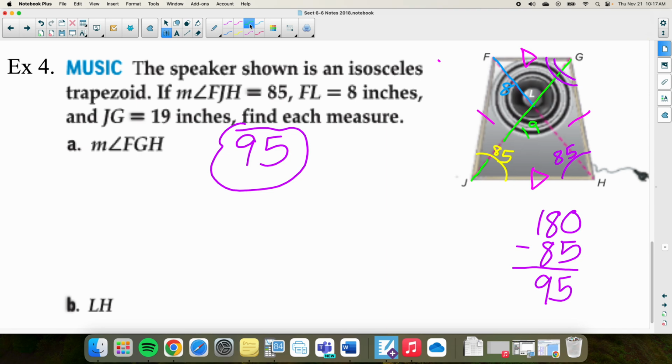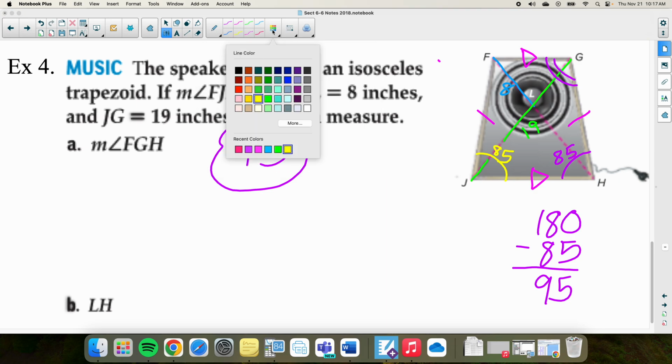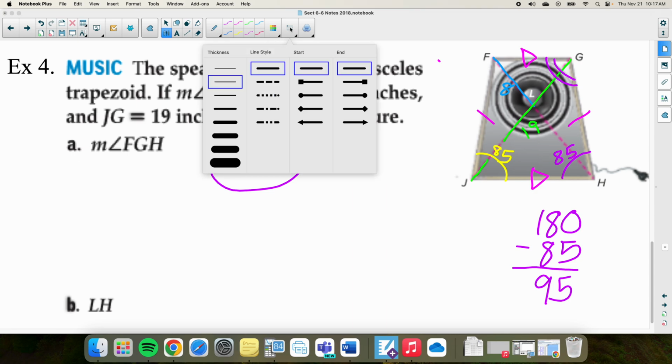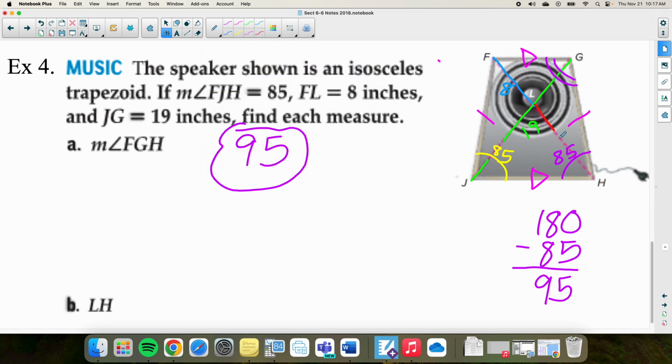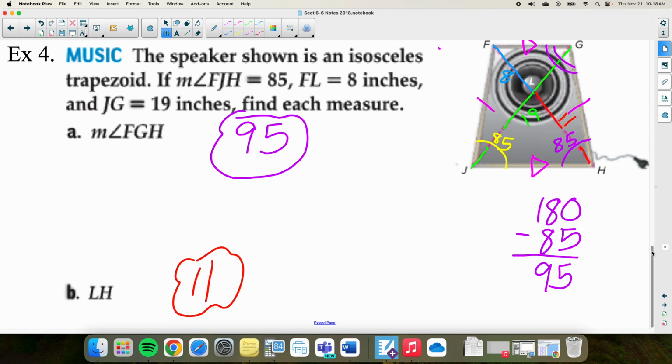Okay. Then it asks us for LH, which is this right here. So this whole thing is 19. This is 8. What would that be? 11, right? So 8 plus 11 should equal this whole thing, which is 19. Okay? So this is 11. And then it asks us anything else?